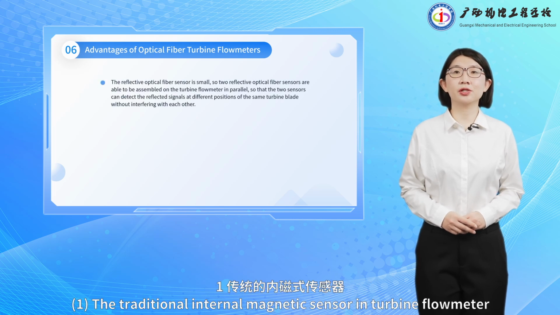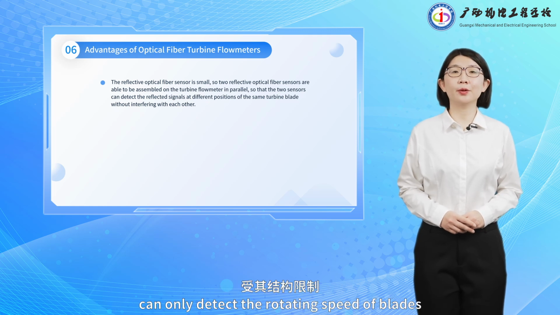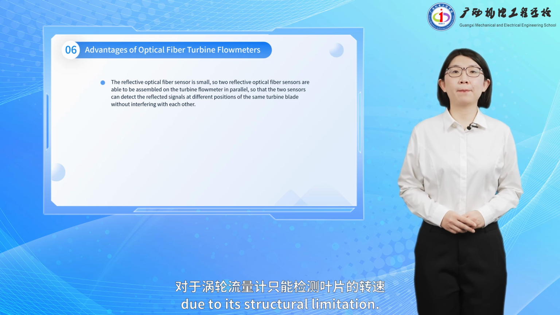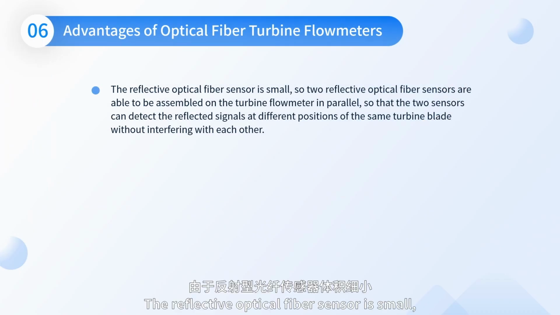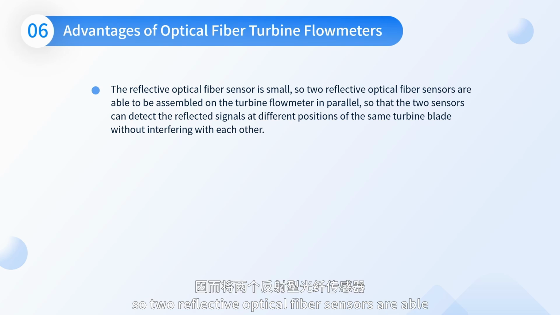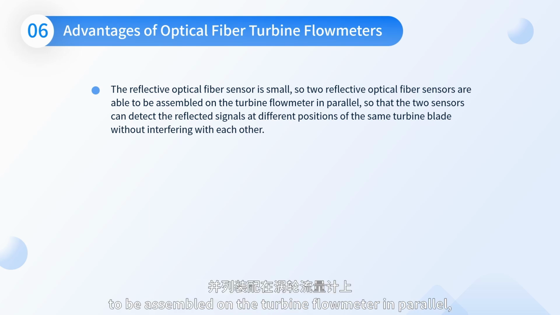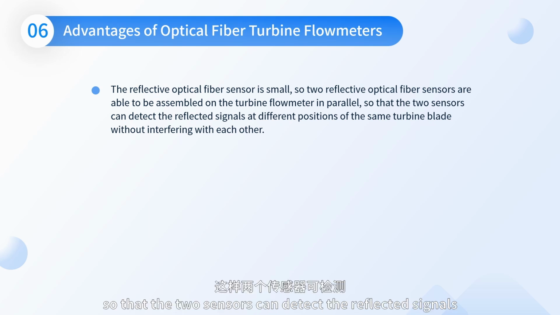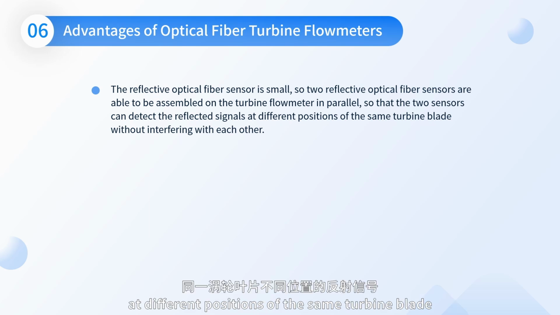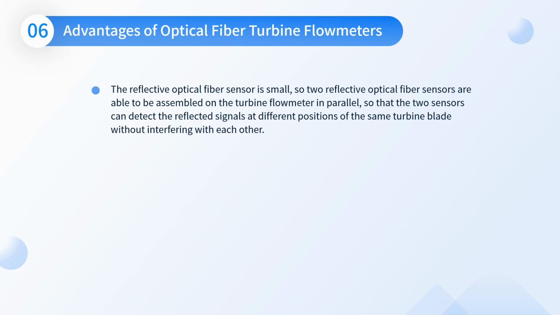1. The traditional internal magnetic sensor in a turbine flowmeter can only detect the rotating speed of blades due to its structural limitation. The reflective optical fiber sensor is small, so two reflective optical fiber sensors can be assembled on the turbine flowmeter in parallel, so that the two sensors can detect the reflected signals at different positions of the same turbine blade without interfering with each other.